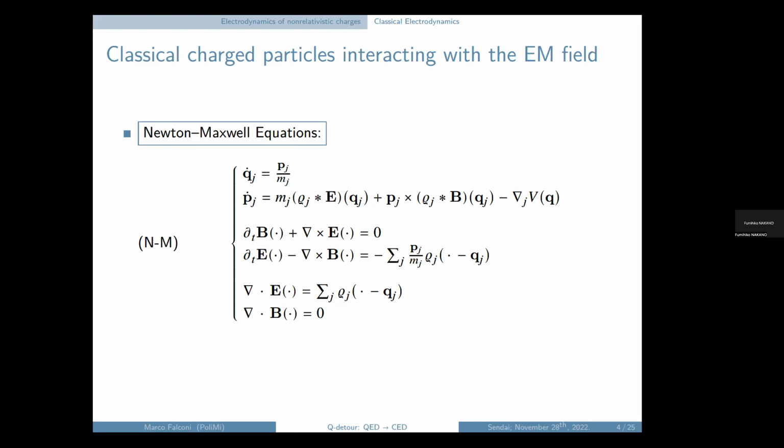But the particle moves. QJ is a function of time. So the center of mass of the particle moves, and it drags along the charge. In the convolution, rho J is evaluated at x minus QJ, and QJ is a function of time. I see. So instead of being centered at zero, it's centered at QJ, so rho J is a kind of shift as a function of time.